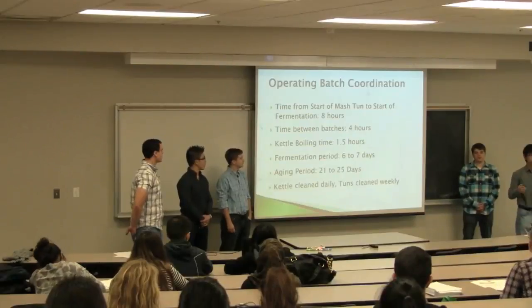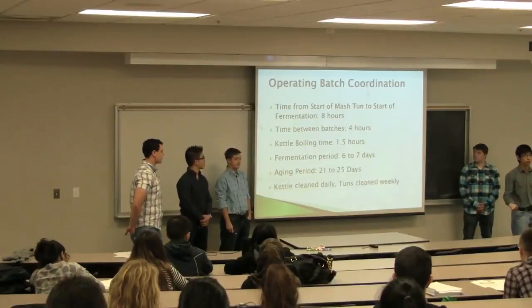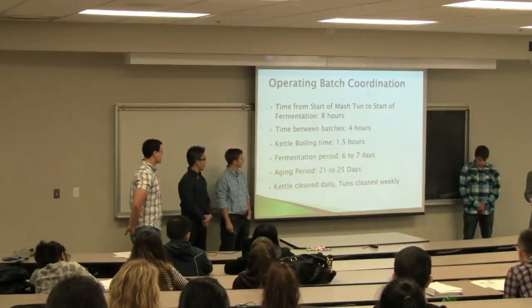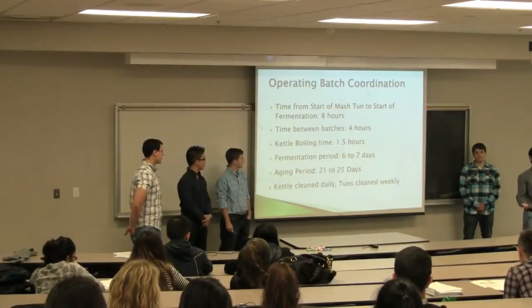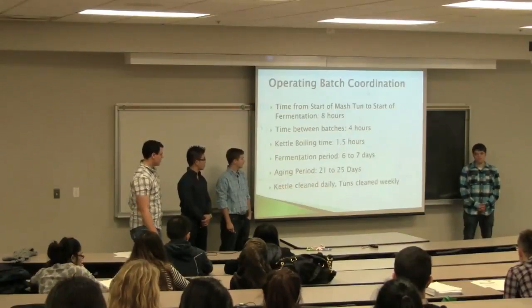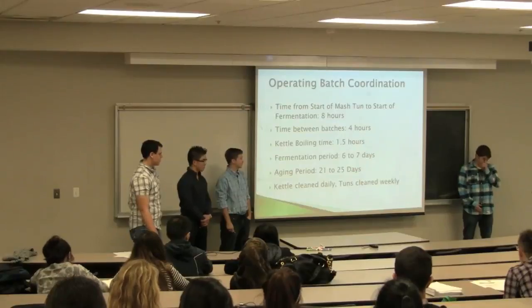The kettling time in the kettle boiler is about 1.5 hours. The fermentation period is typically 7 days. The aging period is typically 21 days, but it can go up to 25 days as well. The kettle is cleaned every single day, and the other two tanks are cleaned once a week.